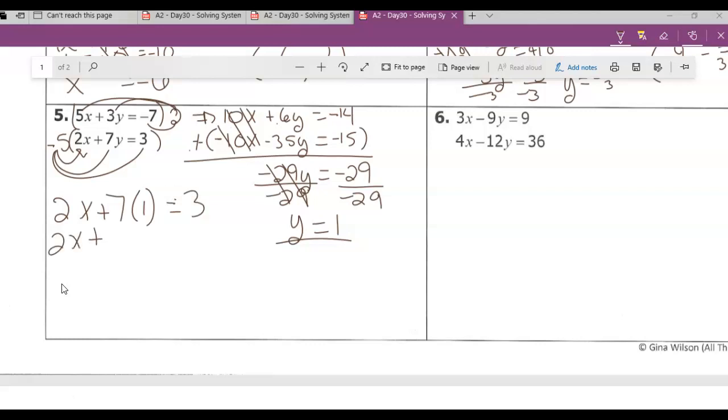2x plus 7 times 1 is 7, equals 3. I'll go ahead and subtract 7 from both sides. Actually, I feel like I did something wrong here, but I guess it's okay. So 2x, oops, my bad. That's what I did. Got ahead of myself there. So let me go ahead and subtract 7 from both sides. That's what I wanted to do next.